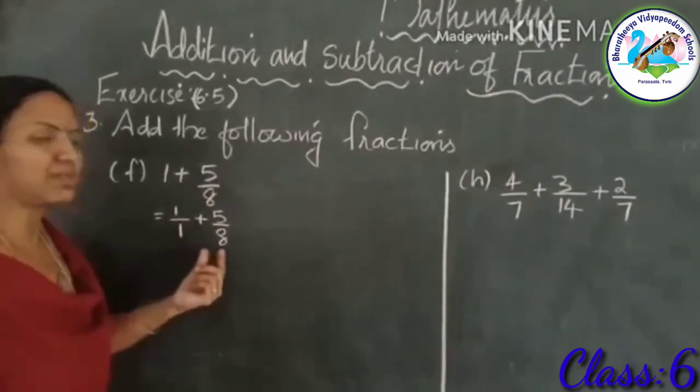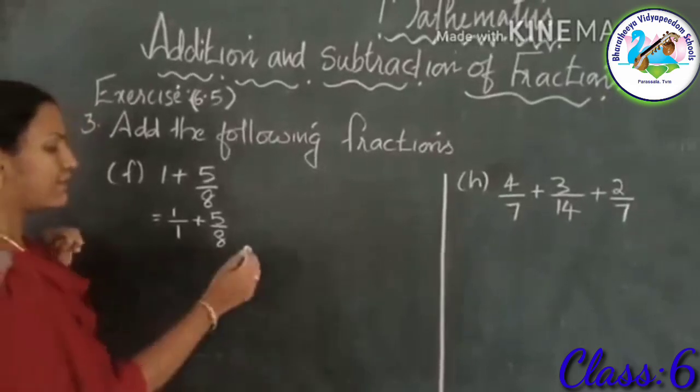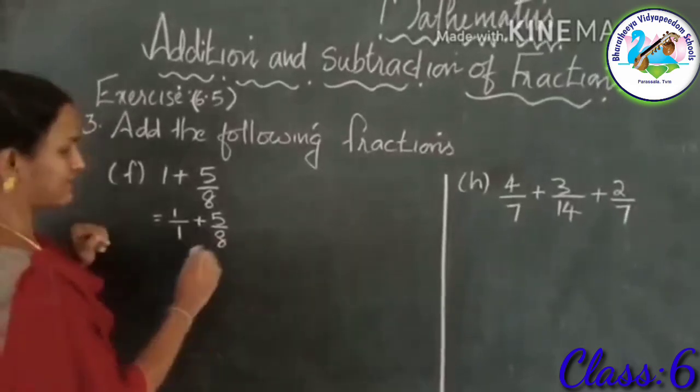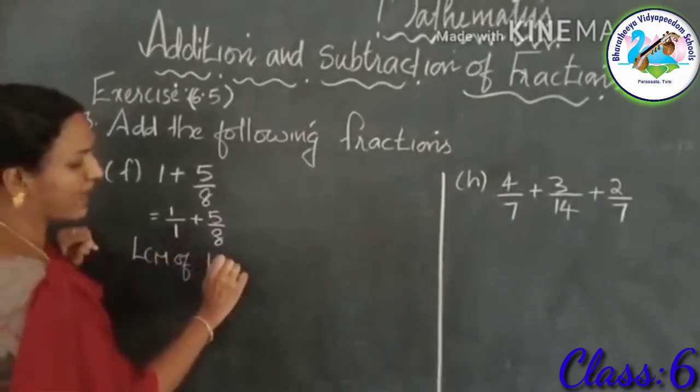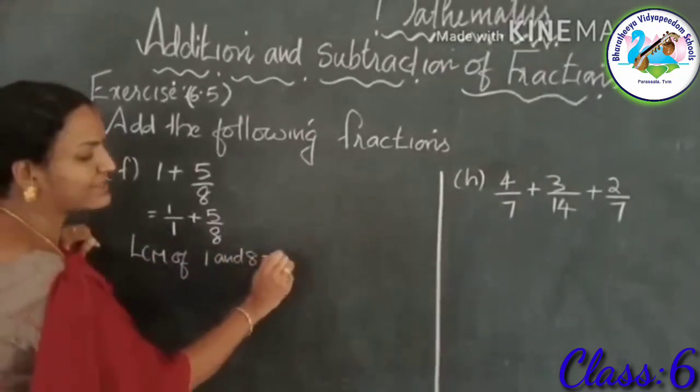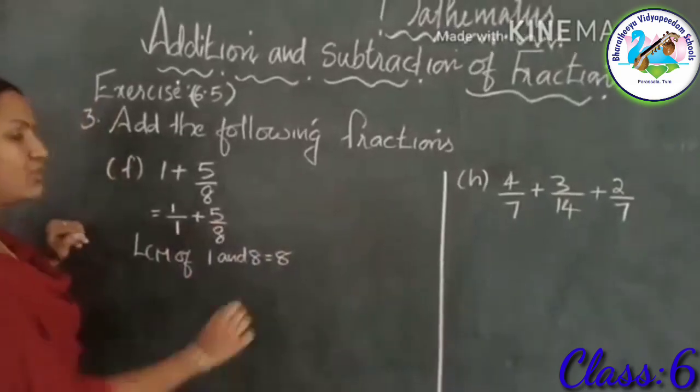Okay, so first convert them into like fractions. First of all, you have to find the LCM of 1 and 8. LCM of 1 and 8 is 8. 1 into 8 is 8.